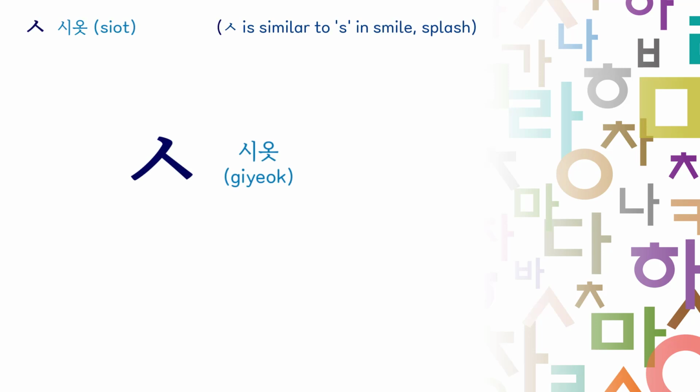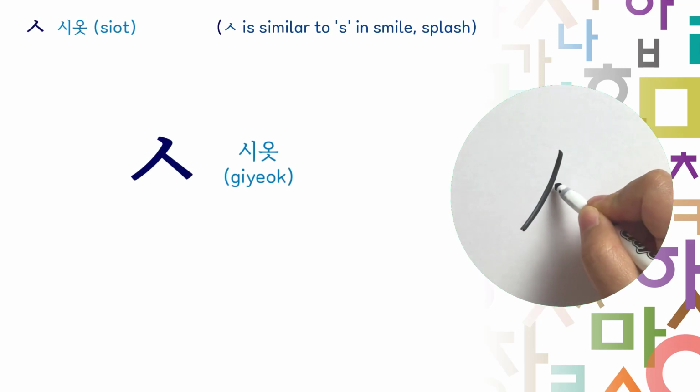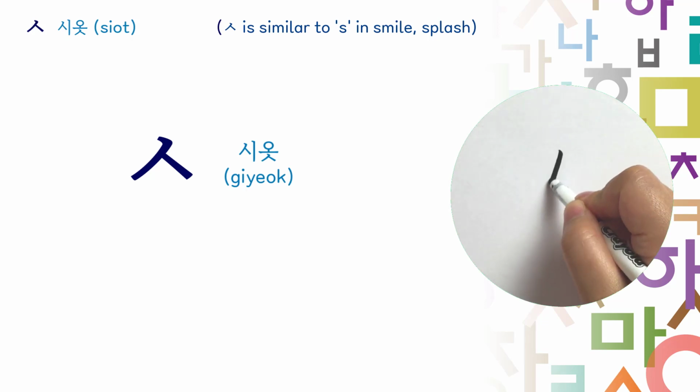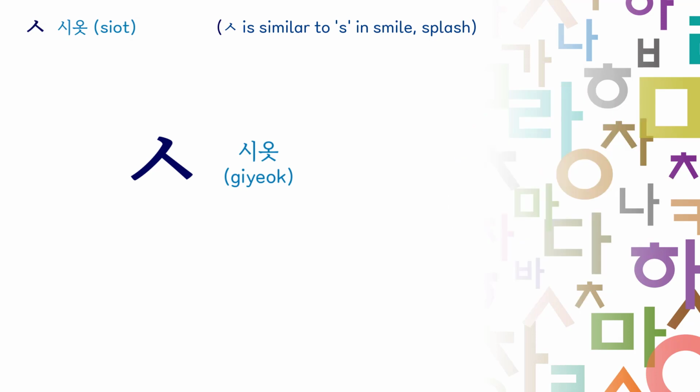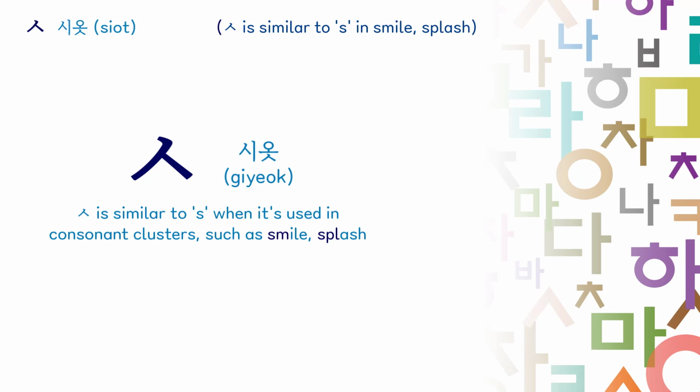시옷 is similar to the English S sound, and it's written like this. Now, although 시옷 is similar to the English S sound, the sound of 시옷 is only similar to S when S is used in consonant clusters. And a consonant cluster is a group of consonants together in a word. So in smile, we have the consonant cluster SM, and in splash, we have the consonant cluster SPL. And in these words, the S is similar to the sound of 시옷. So the sound of 시옷 is 스, 스, 스.